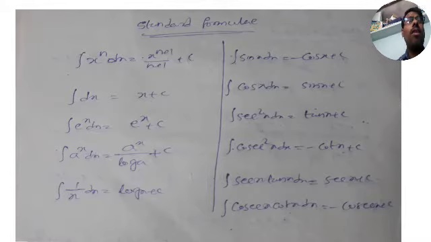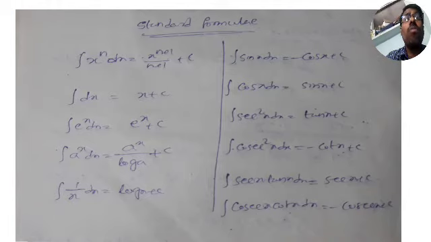Yes, these are the formulas I gave already. Standard formulae. Integration of x to the power of n dx is x to the power of n plus 1 by n plus 1 plus c. For example, integration of x to the power of 2 is x to the power of 3 by 3 plus c. Integration of x to the power of 9 is x to the power of 10 by 10 plus c. Integration of x to the power of 90 is x to the power of 91 by 91 plus c, like that.